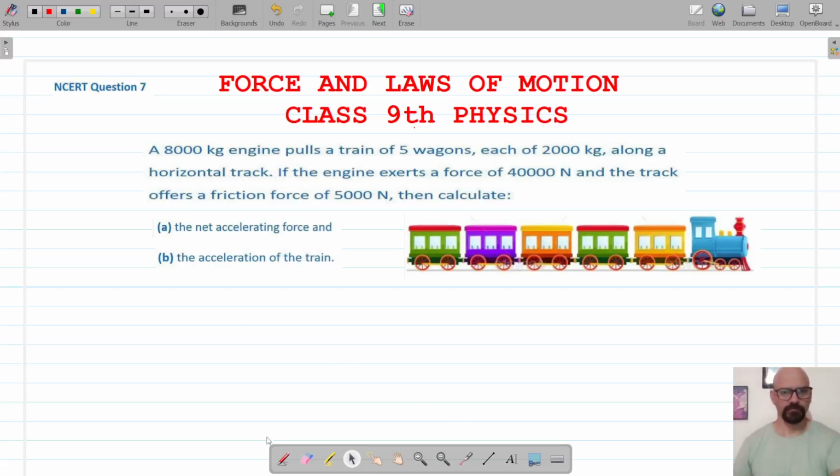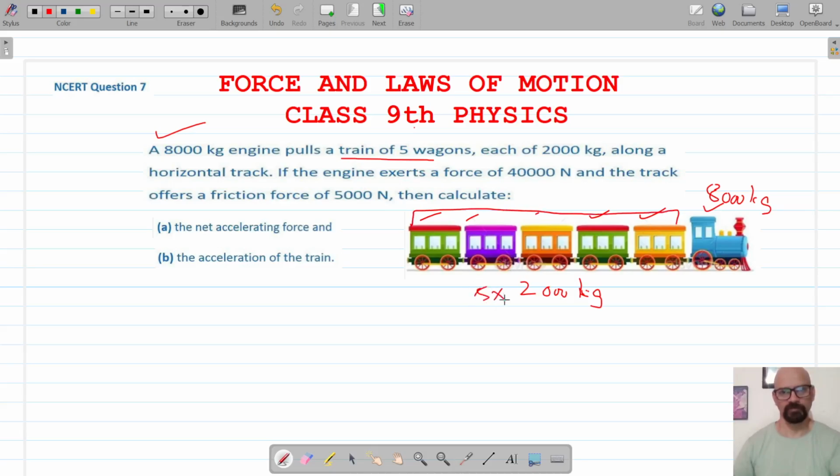Okay, for question number 7, it's given that 8,000 kg engine. So this is the engine, and it weighs 8,000 kg. It pulls a train of 5 wagons, 1, 2, 3, 4, and 5. So these are the 5 wagons, and each of them measures 2,000 kg. So the total weight of all the wagons will be 5 into 2, that will be 10,000 kg.